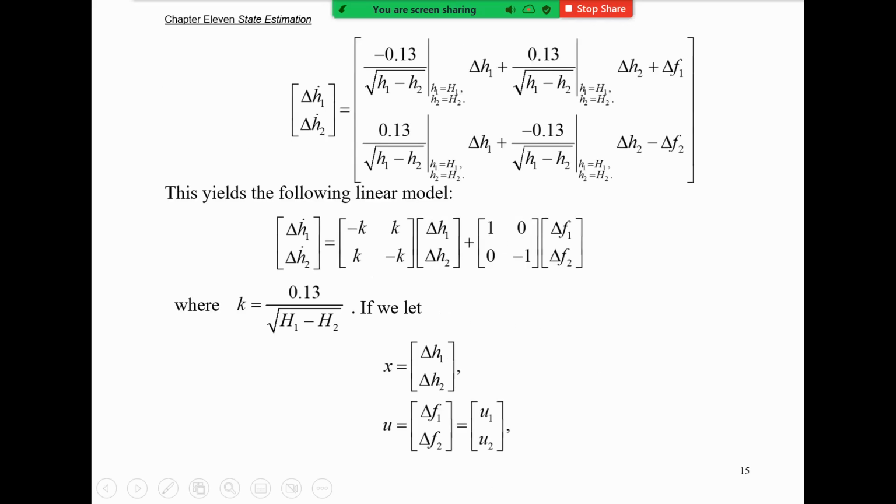Eventually, after linearization, you get a linear model. So it's a second order system. Delta H1 and delta H2, the water levels, are the state variables, and F1, F2 are the inputs.